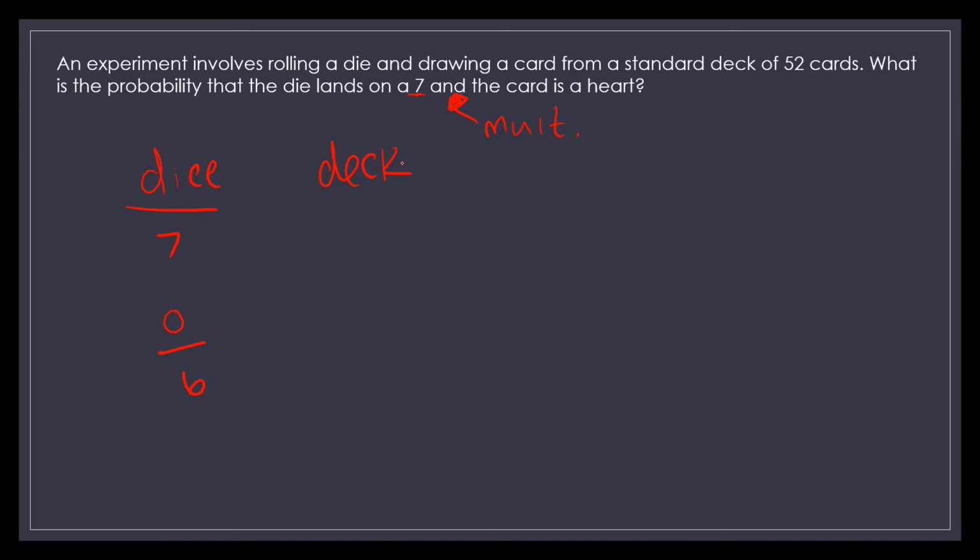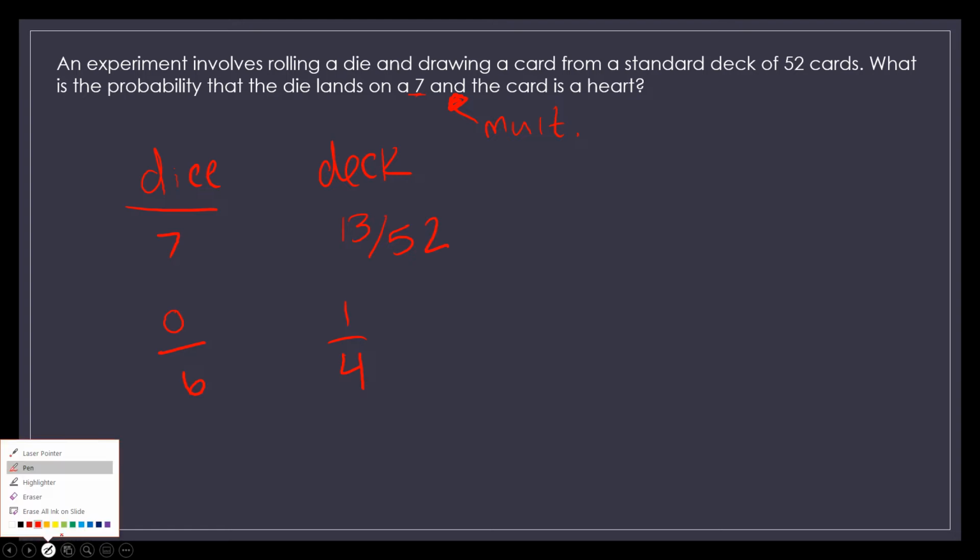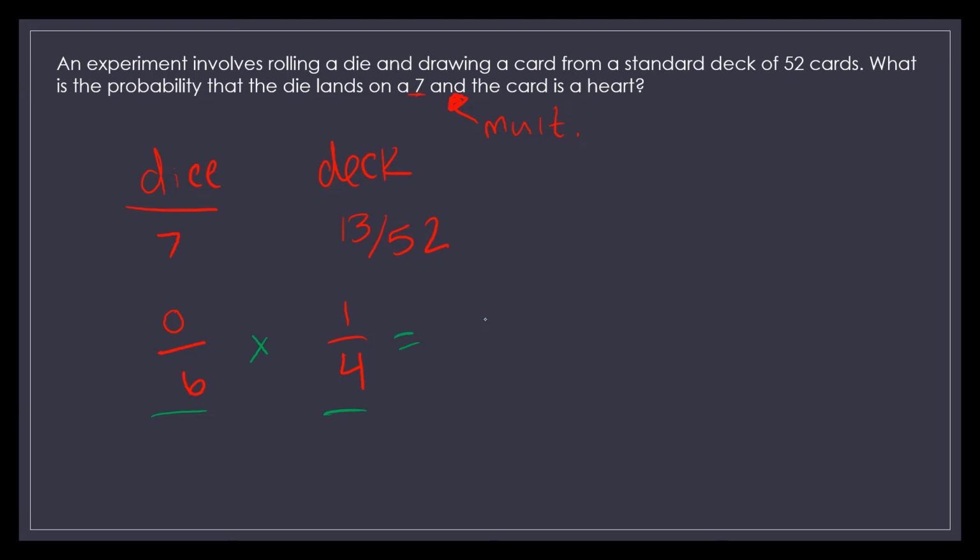However, for my deck of cards, picking out a heart is 1/4 of my deck. That is 13 out of 52 total cards, or 1/4. So here are my two probabilities: I have this 0 over 6 and 1 over 4. When I multiply them together, I get 0 over 24.